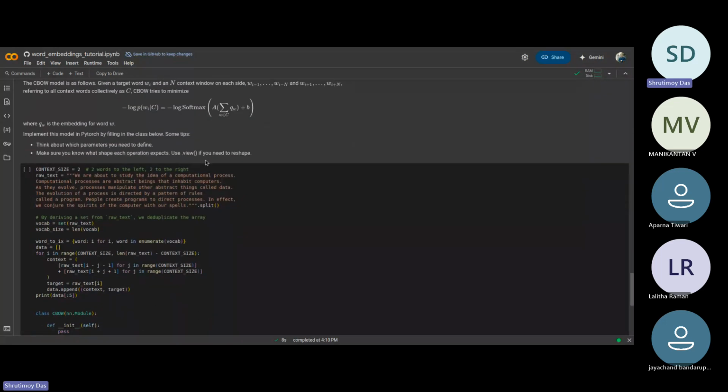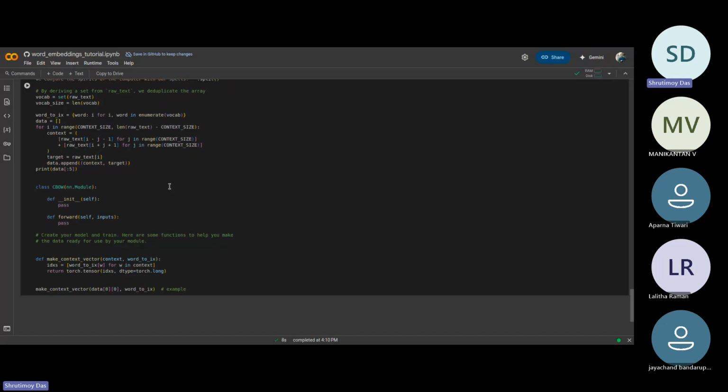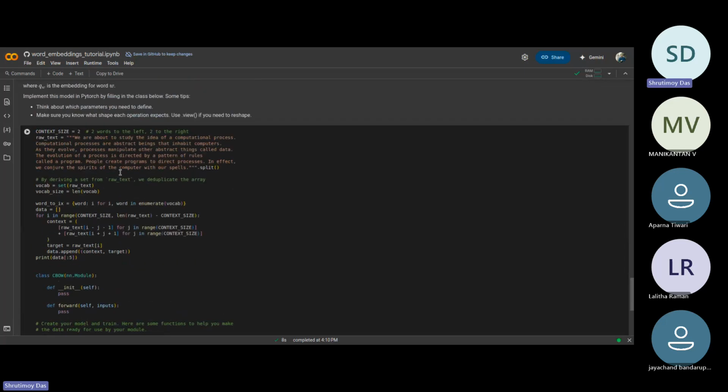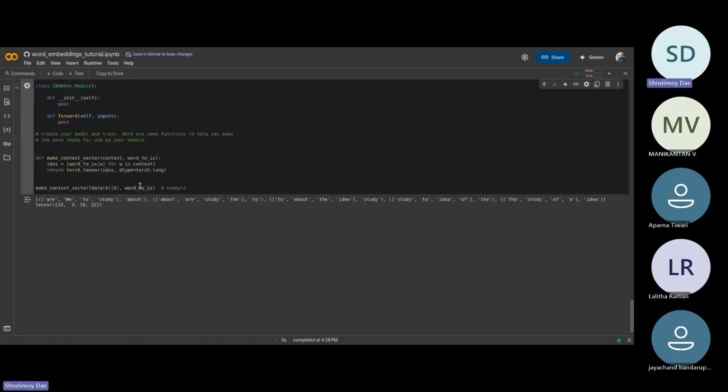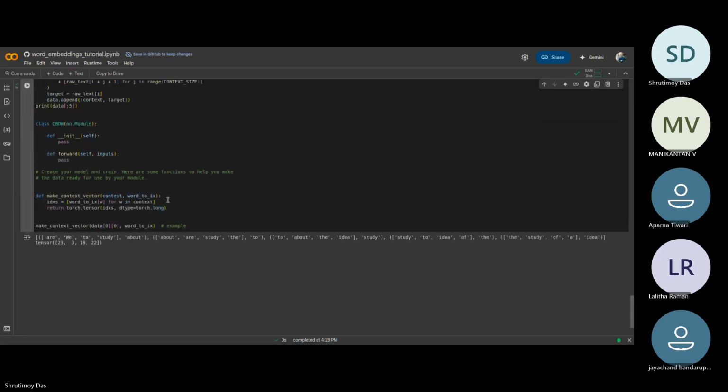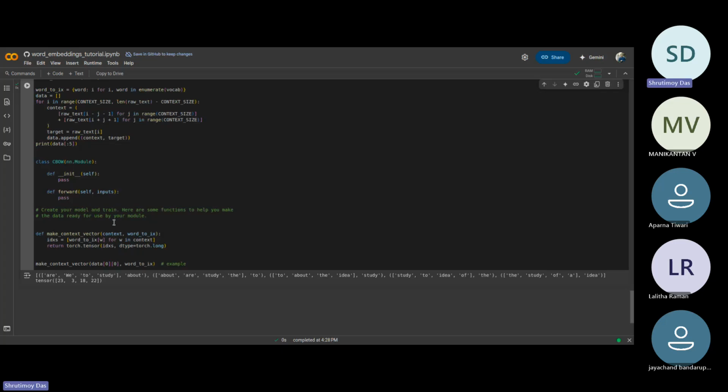There is also a demonstration for continuous bag of words. You can just play with it. This has already been done here, but you can create a toy model and see what embeddings you get.